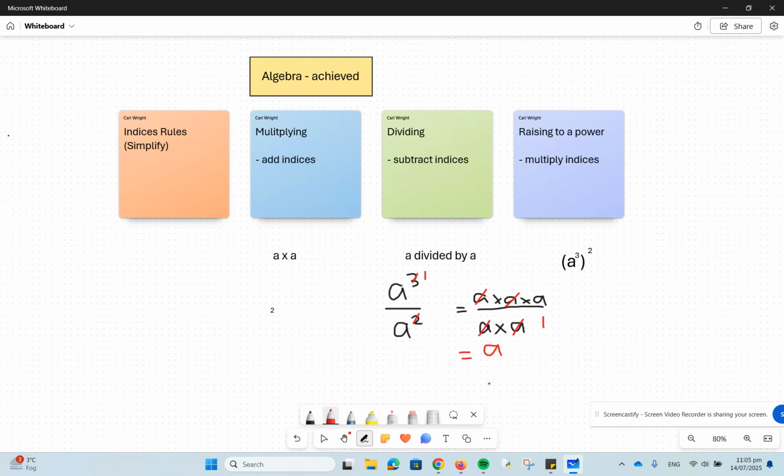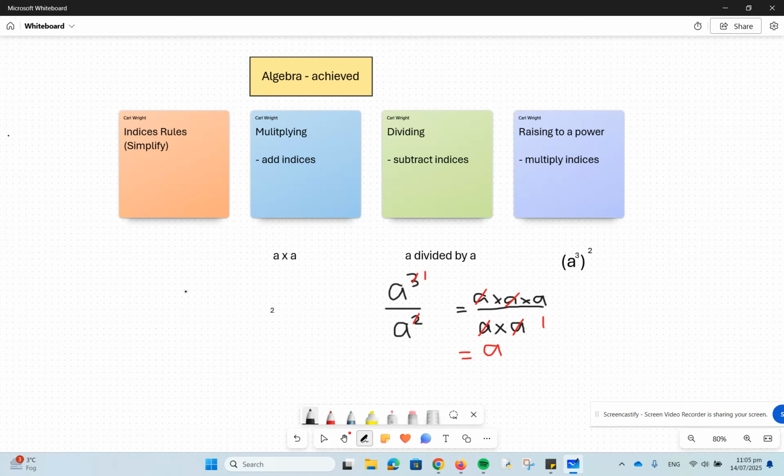And on the bottom is just a 1, because it's cancelled out. Nothing left apart from a 1. So see how it worked out? 3 of them on the top, 2 of them on the bottom. There's only a 1 left on the bottom, and there's 1a left on the top. So it works out. Let's try a different one, because we want to get this dividing really, really well done.